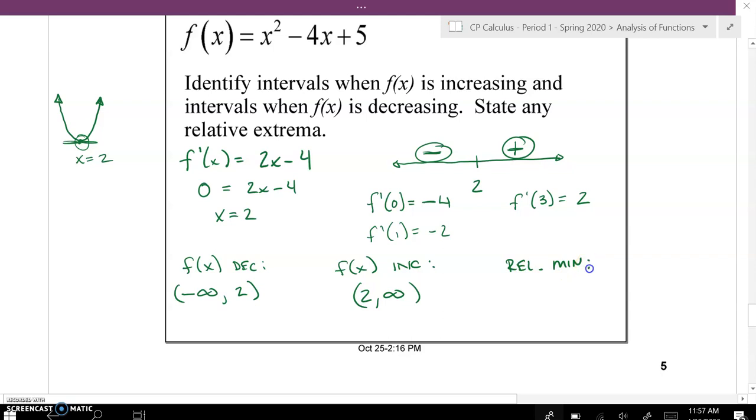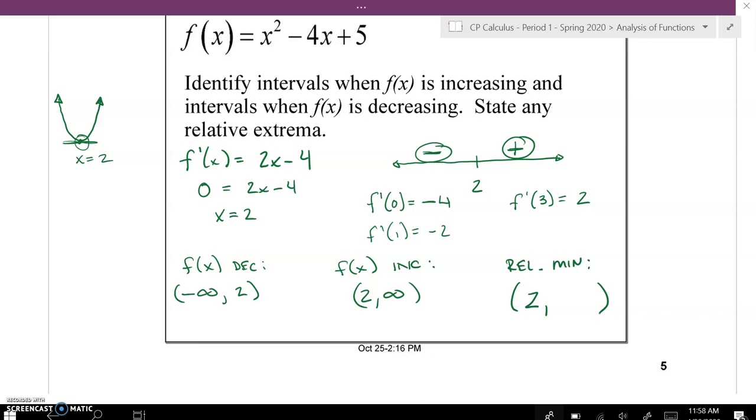Where does that happen? I want the full coordinate, so I know that it's x equals 2, but 2 what? Here's the thing where you have to be careful. It's a coordinate on that original function. So I'm going to plug 2 into the original function, not into the derivative. You're going to plug it into the original function.